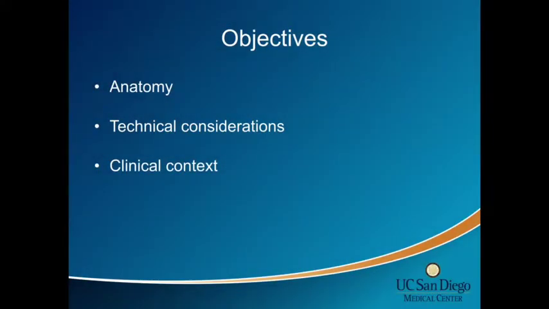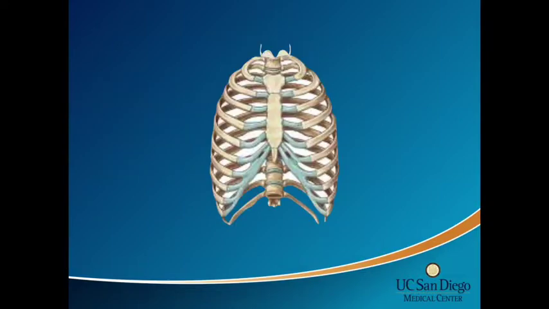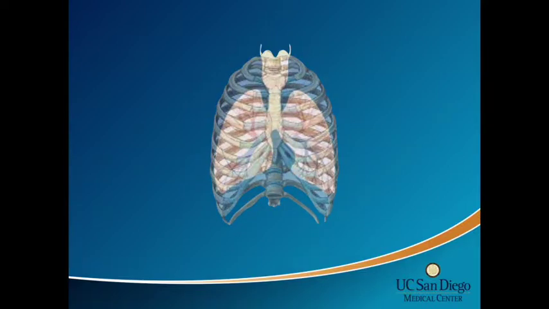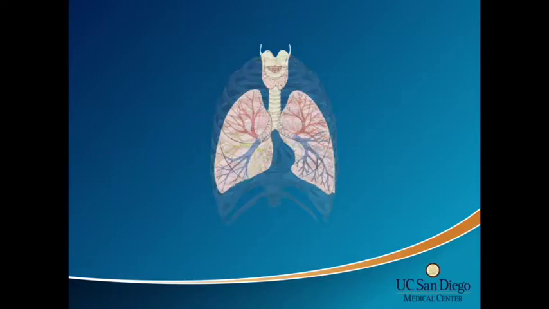We're going to cover the anatomy, then discuss some technical considerations, and finally the clinical context of how you would use thoracic ultrasound. Anatomy. So first things first, it's the rib cages that you have to deal with. You can see them very easily on the ultrasound. Below the rib cages are the lungs, and that's our point of interest. We're going to go ahead and just draw in our diaphragm right here.